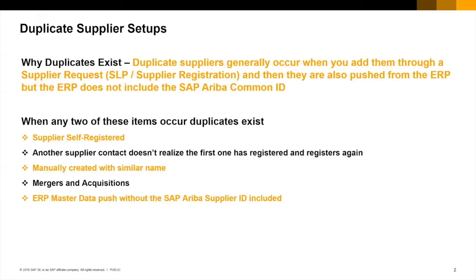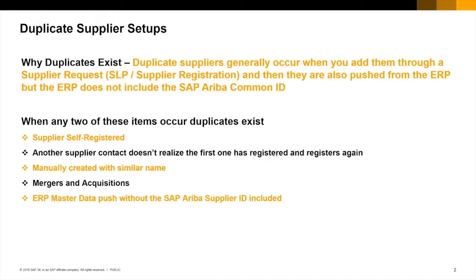If you manually create it with a similar name, maybe you didn't know that Blue Cross Blue Shield or somebody was BCBS, whatever it is, it'll create a duplicate. If there's mergers and acquisitions, two companies become one, then now you have duplicates in your system. And as I've already spoken about, the ERP data push without the Ariba ID.